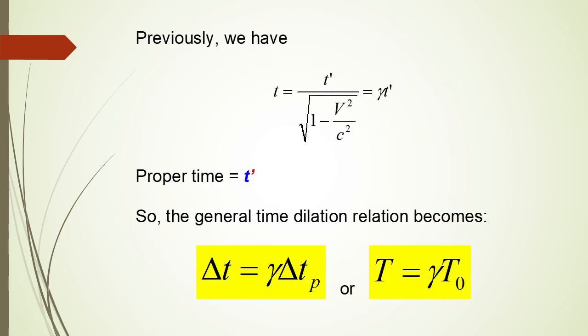So looking at our equation, the proper time is t prime. Where the event happens, that frame will be t prime. So the time dilation relationship is delta t equals gamma delta t proper. That's one way to remember it. And of course, this gamma factor is 1 over the square root of 1 minus v squared over c squared. Okay, so that's your gamma.